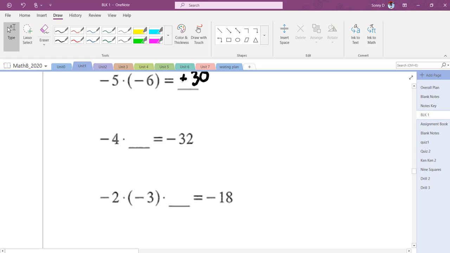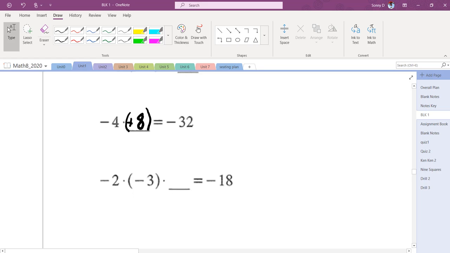-4 times the number is equal to -32. Is that number a positive number or a negative number? Okay. Now we need to know our times tables. 4 times what is, no, Dylan? 8. Yeah. 4 times 8 is 32. So the answer is positive 8. Okay? Or the 8 you can put in brackets if you want. All right?